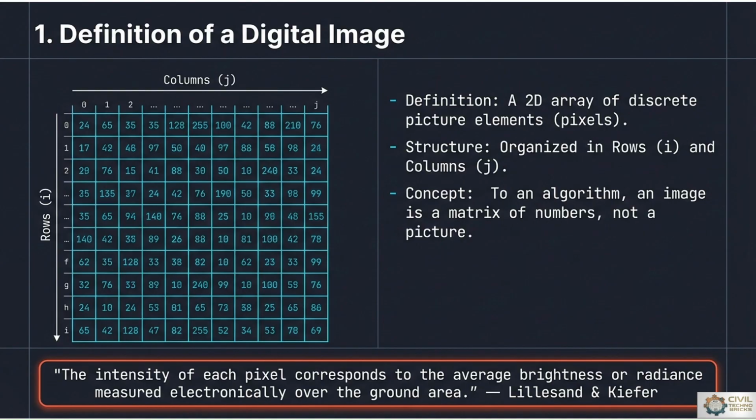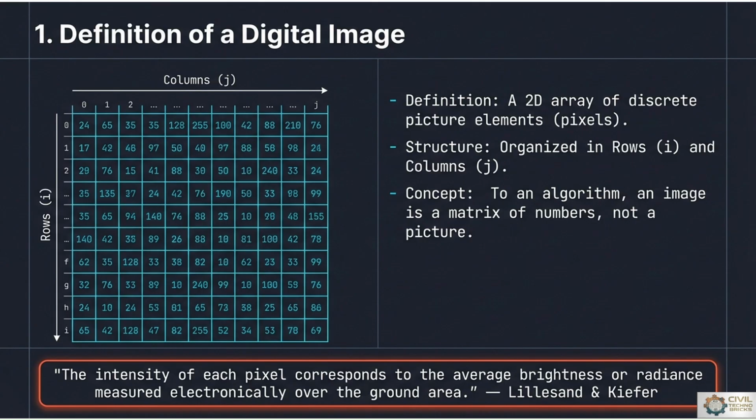Each pixel represents a reflectance value like 24, 65, 35, forming a grid-based structure. The characteristics include spatial, spectral and radiometric resolutions. From a civil engineering point of view, digital images are used for mapping, land use analysis and infrastructural planning purposes. The intensity of each pixel corresponds to the average brightness or radiance measured electronically over the ground area.